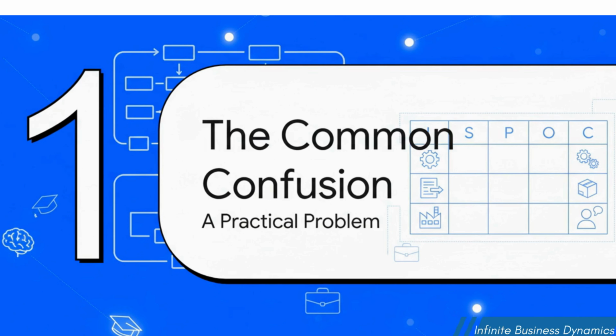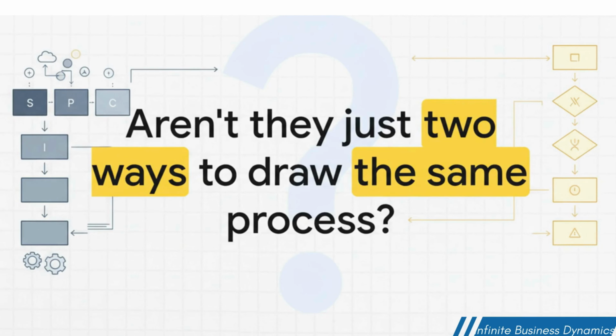So the distinction is clear. SIPOC focuses on boundary and scope clarity. Flowcharts focus on behavior within those boundaries. Many learners confuse the two. They assume they are different drawings of the same idea. They are not. SIPOC defines the territory. Flowcharts reveal the roads inside it.